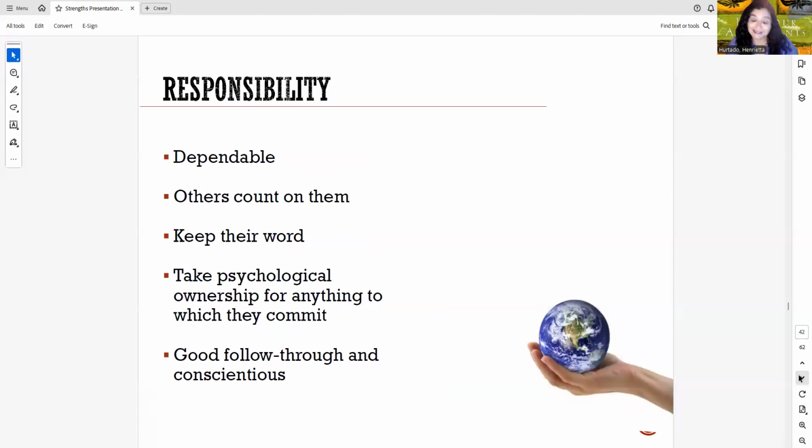Responsibility, one of my strengths. Dependable, others count on you. You keep your word. You take psychological ownership for anything to which you commit. And you're good at follow through and conscientious.